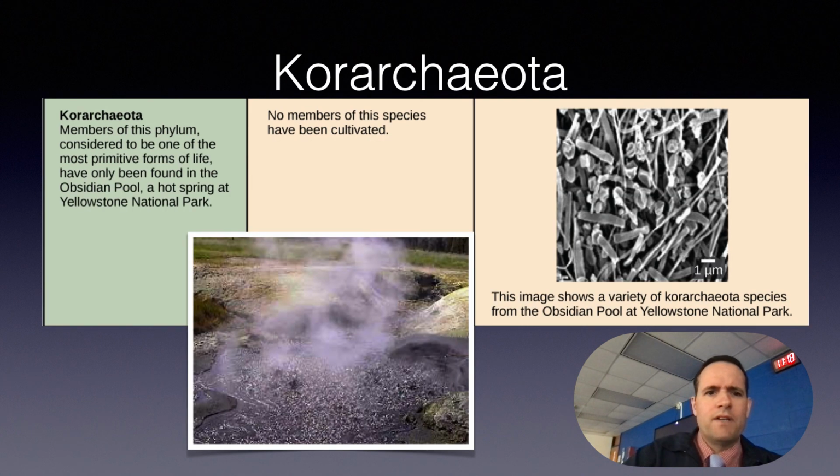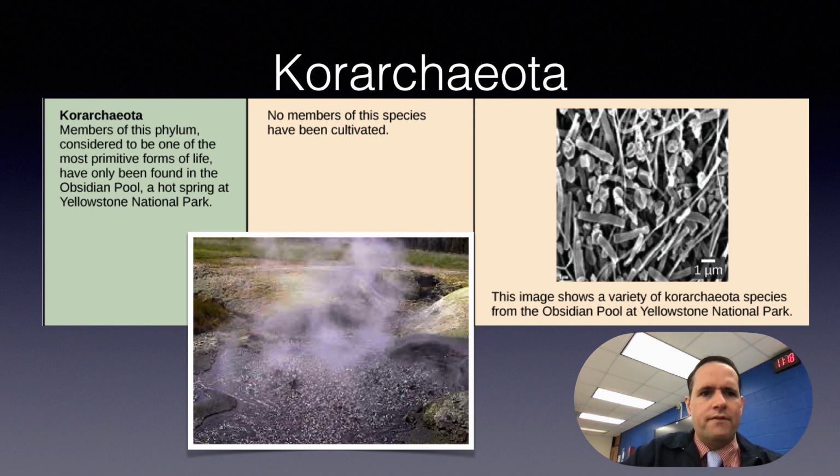Next up, we've got the core Archaea. Members of this phylum are found in only one place, something called the Obsidian Pool in the hot spring of Yellowstone National Park. There's some water there, there's some steam coming off that, and I guess it's called the Obsidian Pool because it's black like obsidian, or maybe it has obsidian in there. I didn't read up more on this, but they couldn't culture this, but they could pull some stuff in, throw it on a microscope and look at it and analyze it. And this is a micrograph of that, okay?